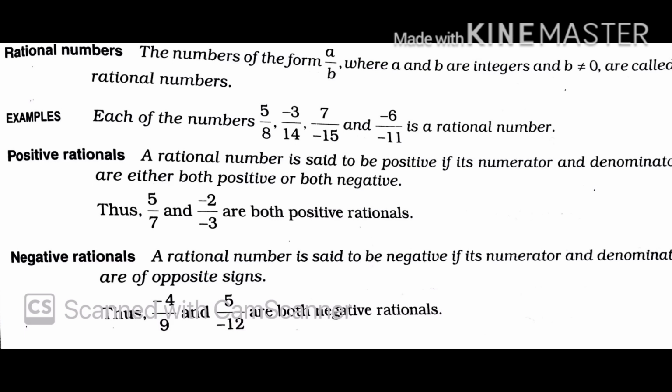First one is positive rational numbers. Second is negative rational numbers. Let us see what is a positive rational number. A rational number is said to be positive if its numerator and denominator are either both positive or both negative. Let us take examples. 5 by 7 and minus 2 by minus 3 are both positive rationals. Now, negative rational numbers. A rational number is said to be negative if its numerator and denominator are of opposite sign. Thus, minus 4 by 9 and 5 by minus 12 are both negative rationals.